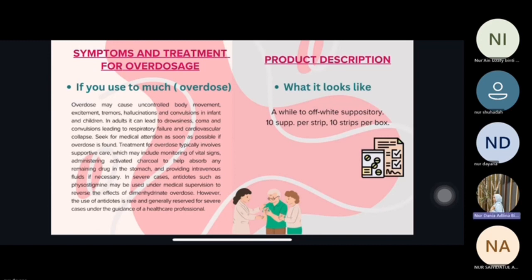The next is the product description. What it looks like: a white to off-white suppository, 10 suppositories per strip, 10 strips per box.